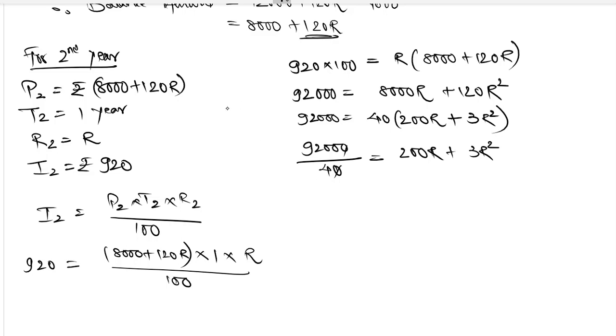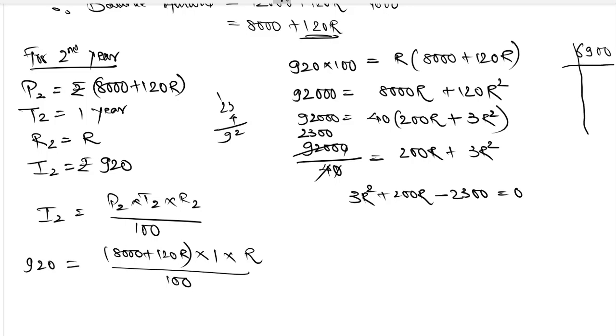So 23 fours are 92, right. 23 fours, 4 threes are 12. So this will be 2300. So 3R square plus 200R minus 2300 is equal to 0. I'm doing splitting the middle term over here. If you remember, I have to multiply 3 with minus 2300. So that will be minus 6900.